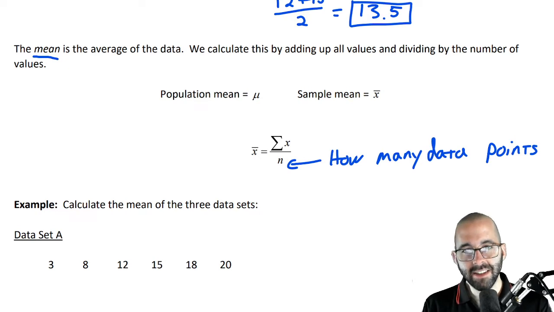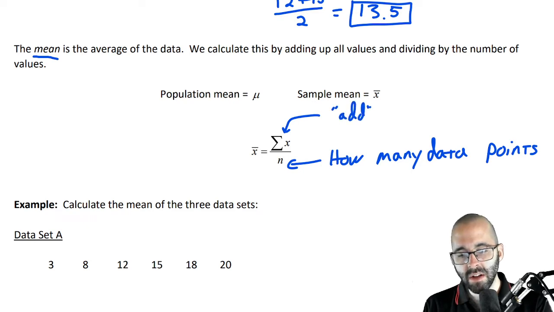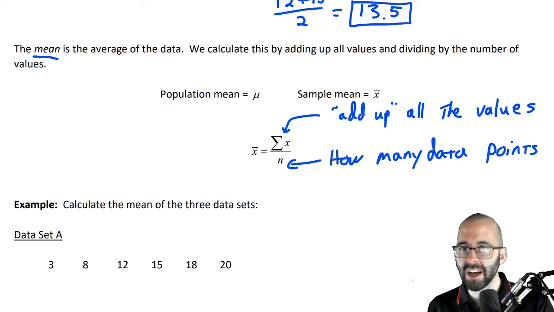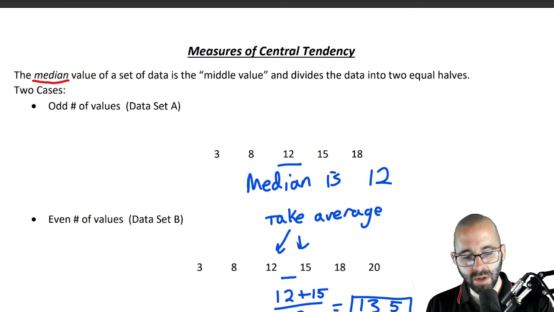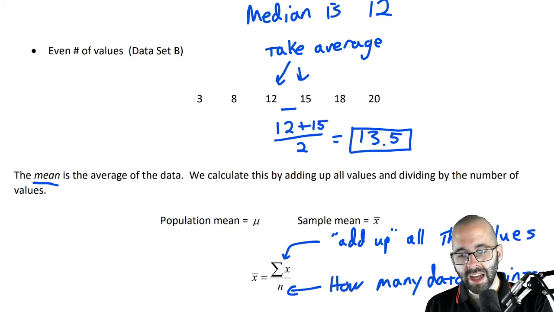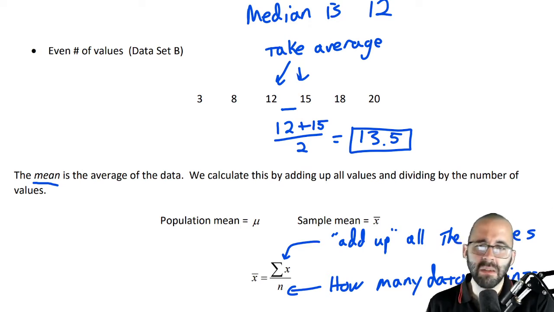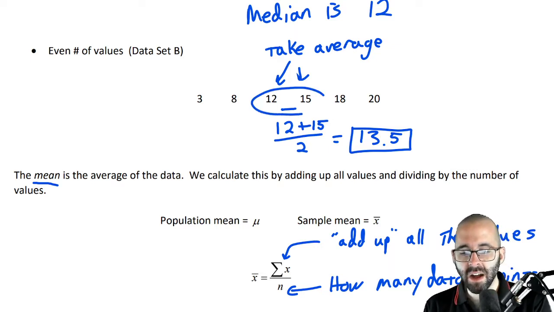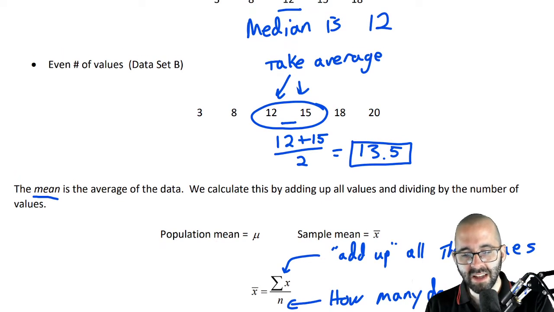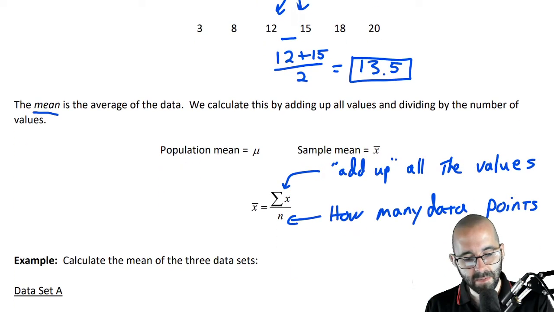How many data points? And this just means add up all the values. So add up all the values divided by how many values there are, just like we did right above. We added the values and divided by how many values we were averaging. Maybe not the best example, because here we're only doing 2 when the whole data set was 6. We weren't finding the mean of the data set. We were finding the mean of these two numbers. Maybe not the best example for me to have mentioned, but the idea is the same.